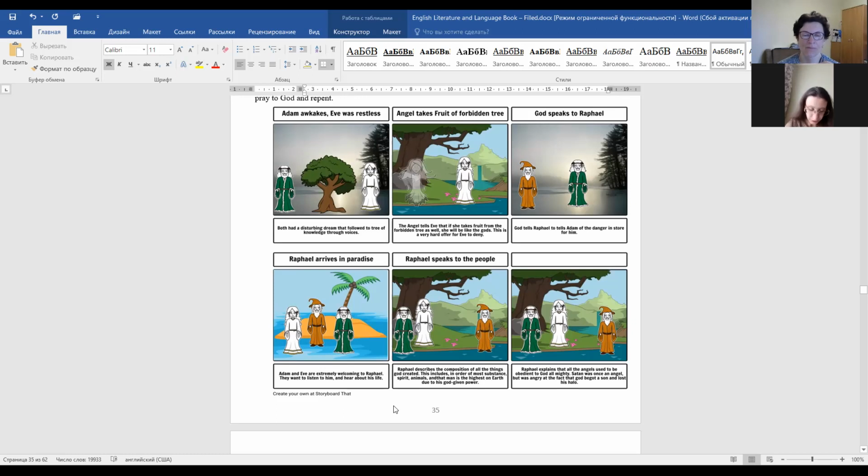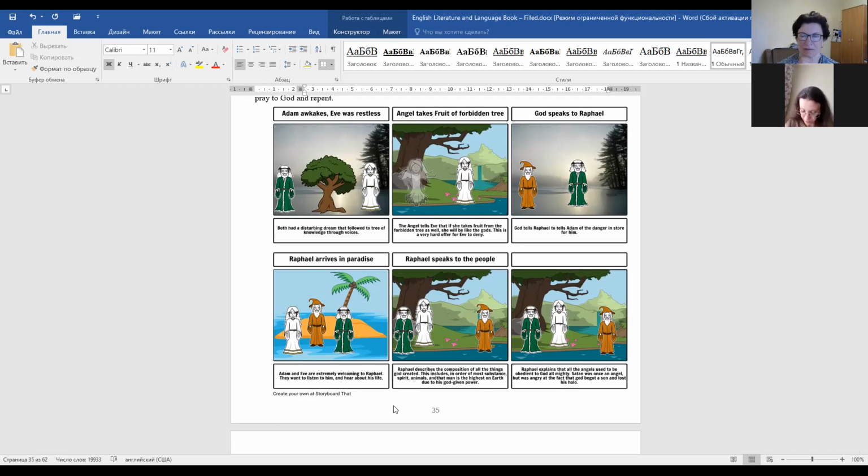Next, Raphael arrives in paradise. Adam and Eve are extremely welcoming to Raphael. They want to listen to him and hear about his life. So they welcome Raphael, and Raphael tells them what will happen.